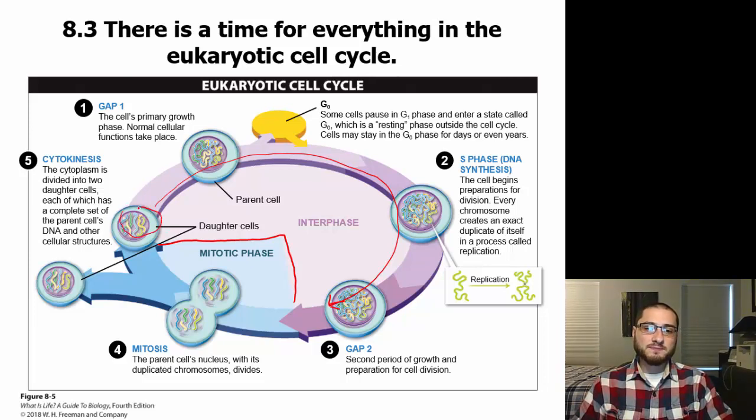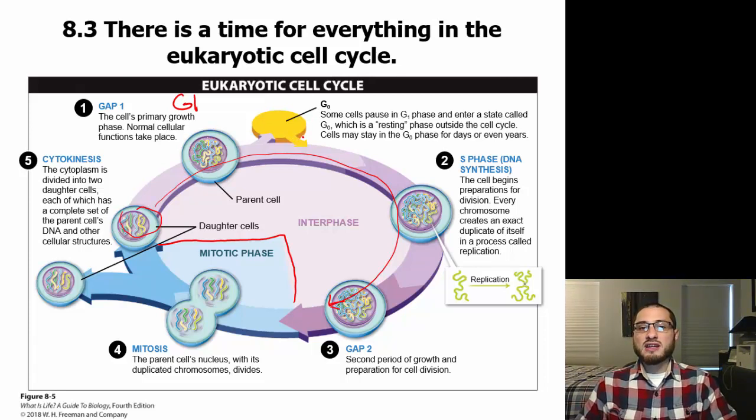So if we have a cell that just split from mitosis, we're going to have this new cell right here. And what it goes through first is the G1 phase. We call that the gap 1 or the G1 phase. And the cell's primary growth phase is this G1 phase. And normal cell function is taking place. This is just where it's kind of living its life, and it's currently a parent cell, we could say.